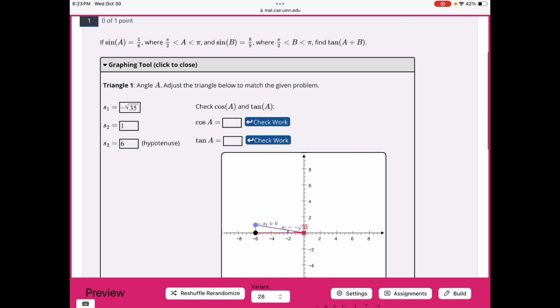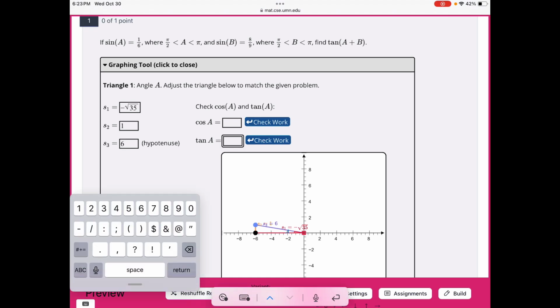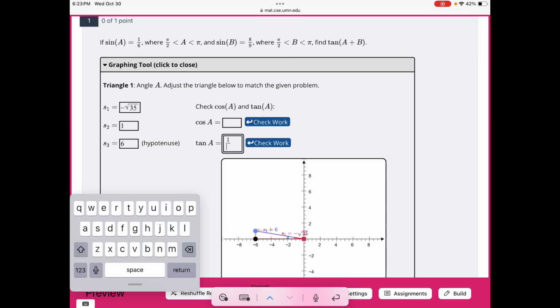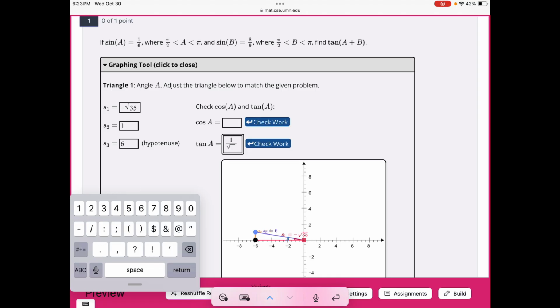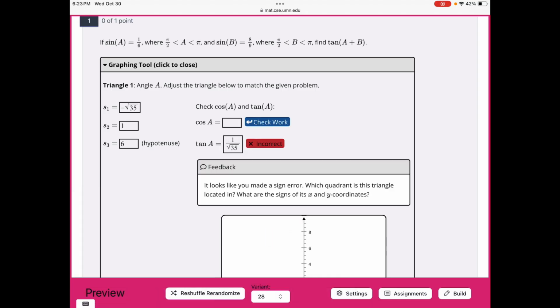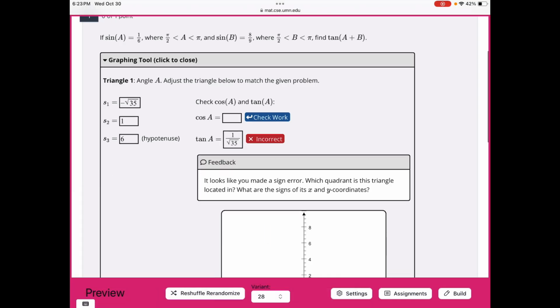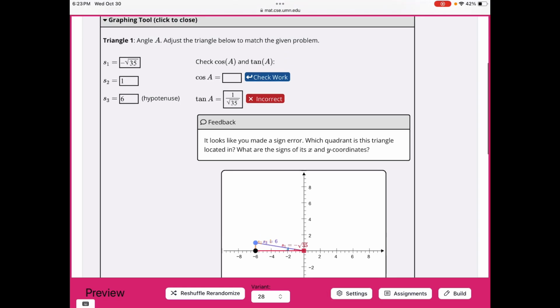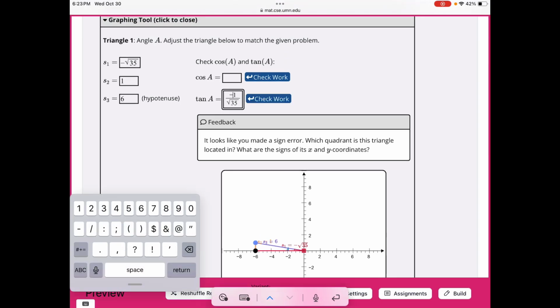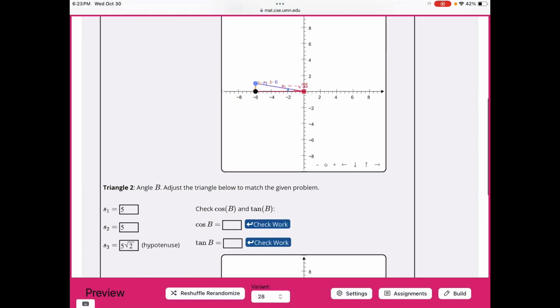I just need the tangent values. So I'm going to go ahead and check my tangent value. It's equal to opposite, so 1 divided by adjacent, so that would be square root of 35. Oh, what did I do? It gave me a sign error. Of course, because tangent is negative here in the second quadrant.